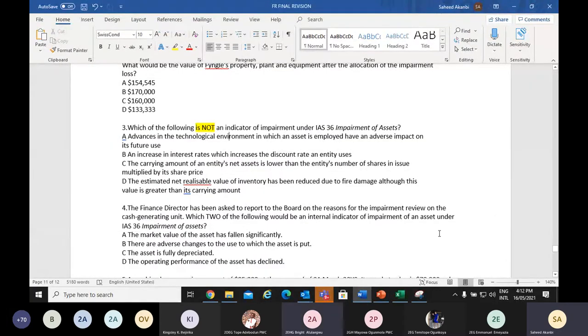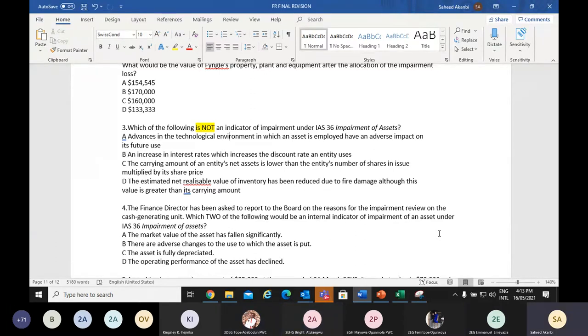So what was now the answer? D for Denmark. Okay. Do I agree that the answer is D? Who can tell me why the answer is D? A student says: because the net realizable value is now greater than the carrying amount, so you can't impair it.